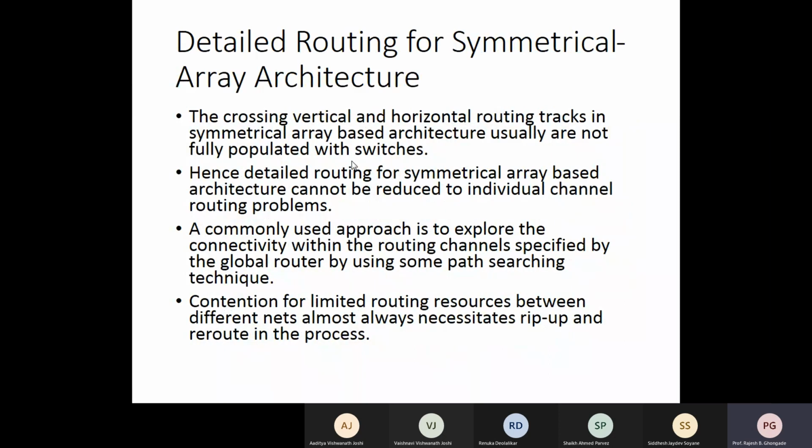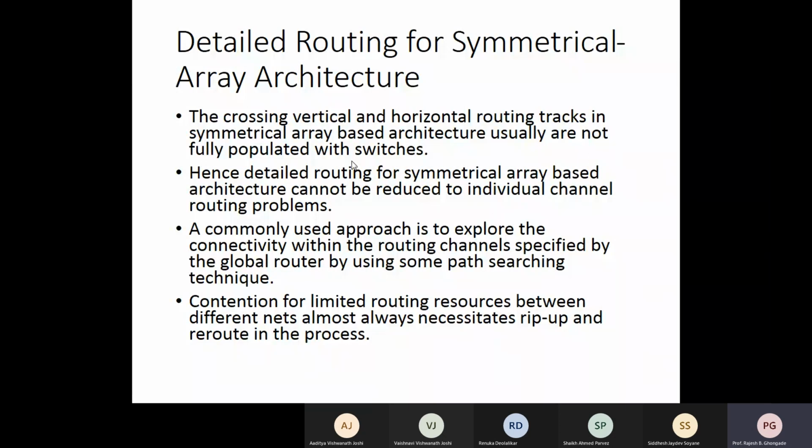This is for symmetrical array architecture. The crossing vertical and horizontal routing tracks in symmetrical array based architecture are not fully populated, in contrast with the earlier type. Therefore, detailed routing for symmetrical array based architecture cannot be reduced to individual channel routing problems. A commonly used approach is to explore the connectivity within the routing channels specified by the global router first, and then use some path search technique.